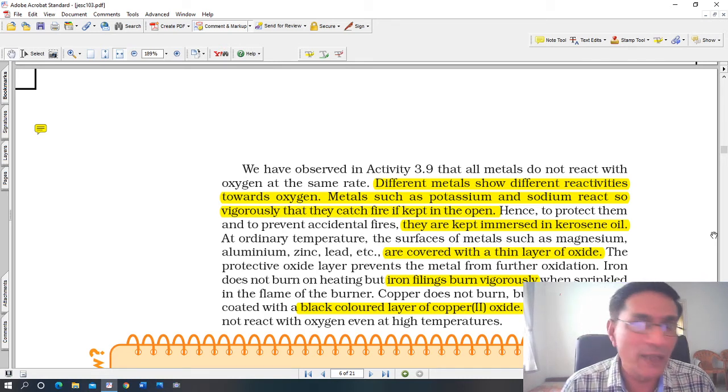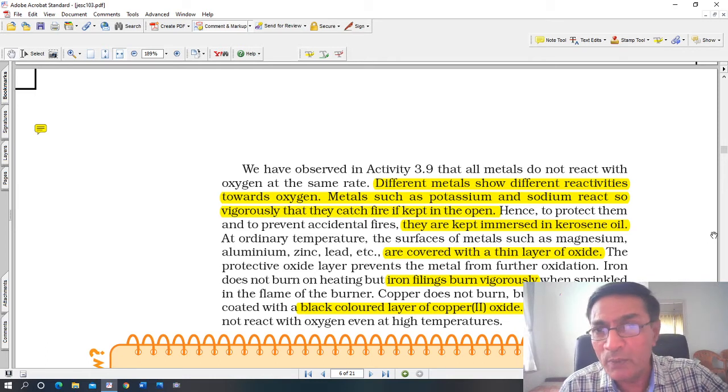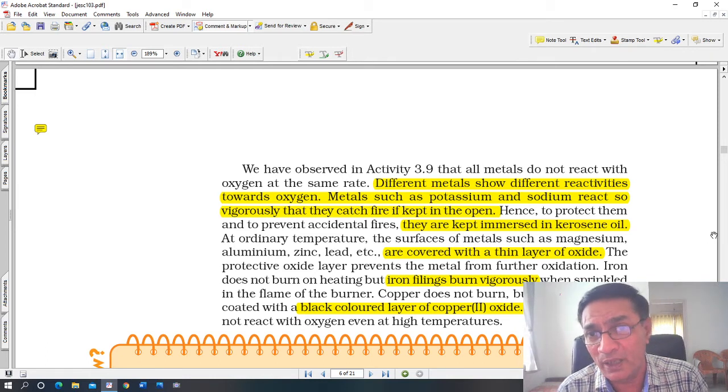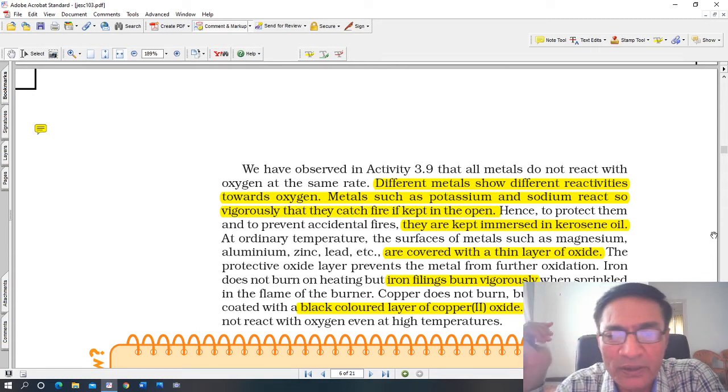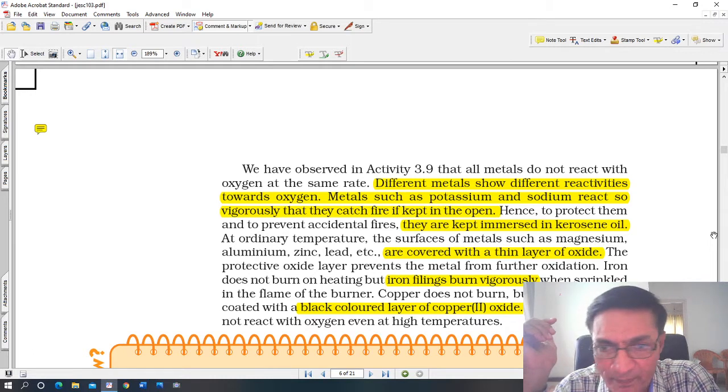कॉपर और आयरन एकदम हार्ड मेटल है, उसको तो रिएक्ट करना अलग ही चीज है, लेकिन सोडियम और पोटेशियम को केरोसिन में रखना पड़ता है, वरना वो ऑक्सीजन और पानी के साथ रिएक्ट करेंगे. We have observed in activity 3.9 that all metals do not react with oxygen at the same rate. Different metals show different reactivities towards oxygen.